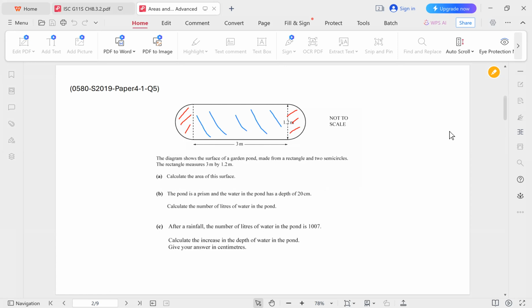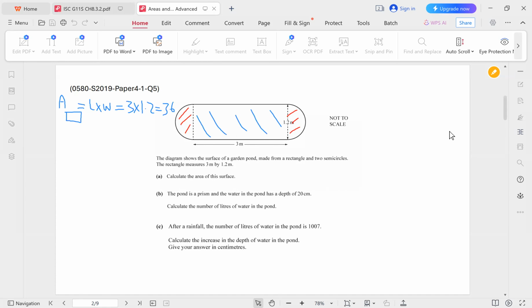So the area of a rectangle is equal to length multiplied by width. And this is equal to 3 times 1.2, which is 3.6. This would be the area of the rectangle. Now we want to get the area of the first semicircle.